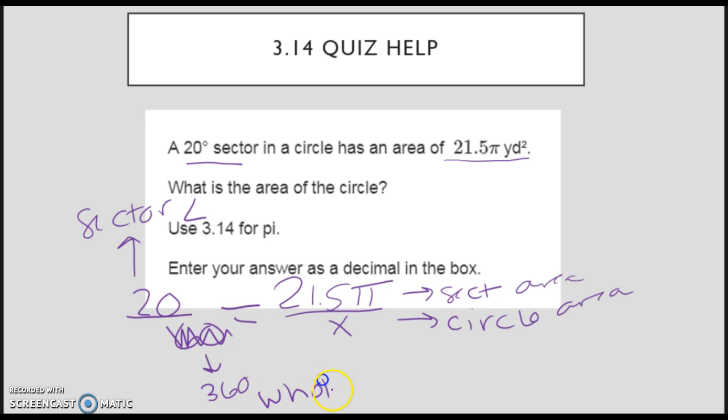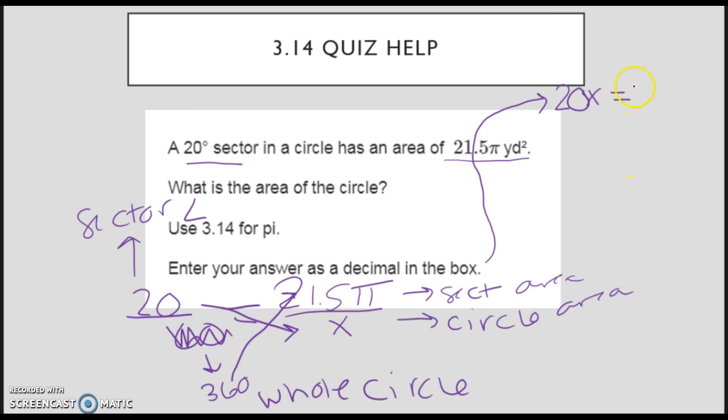So we're going to cross multiply. I'm going to write it and finish our work right up here. Cross multiplying gives us 20 times x, so 20x is equal to 360 times 21.5 pi.